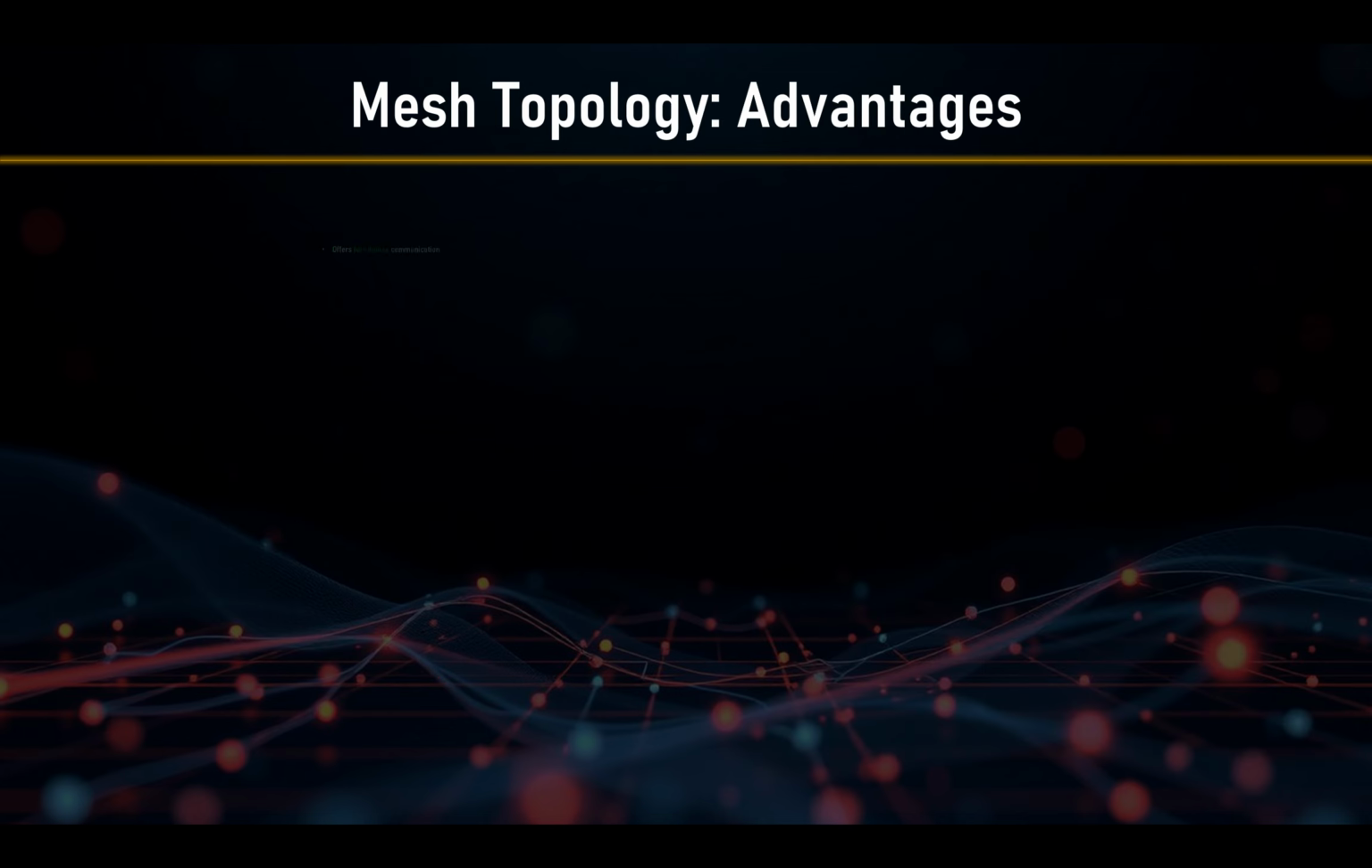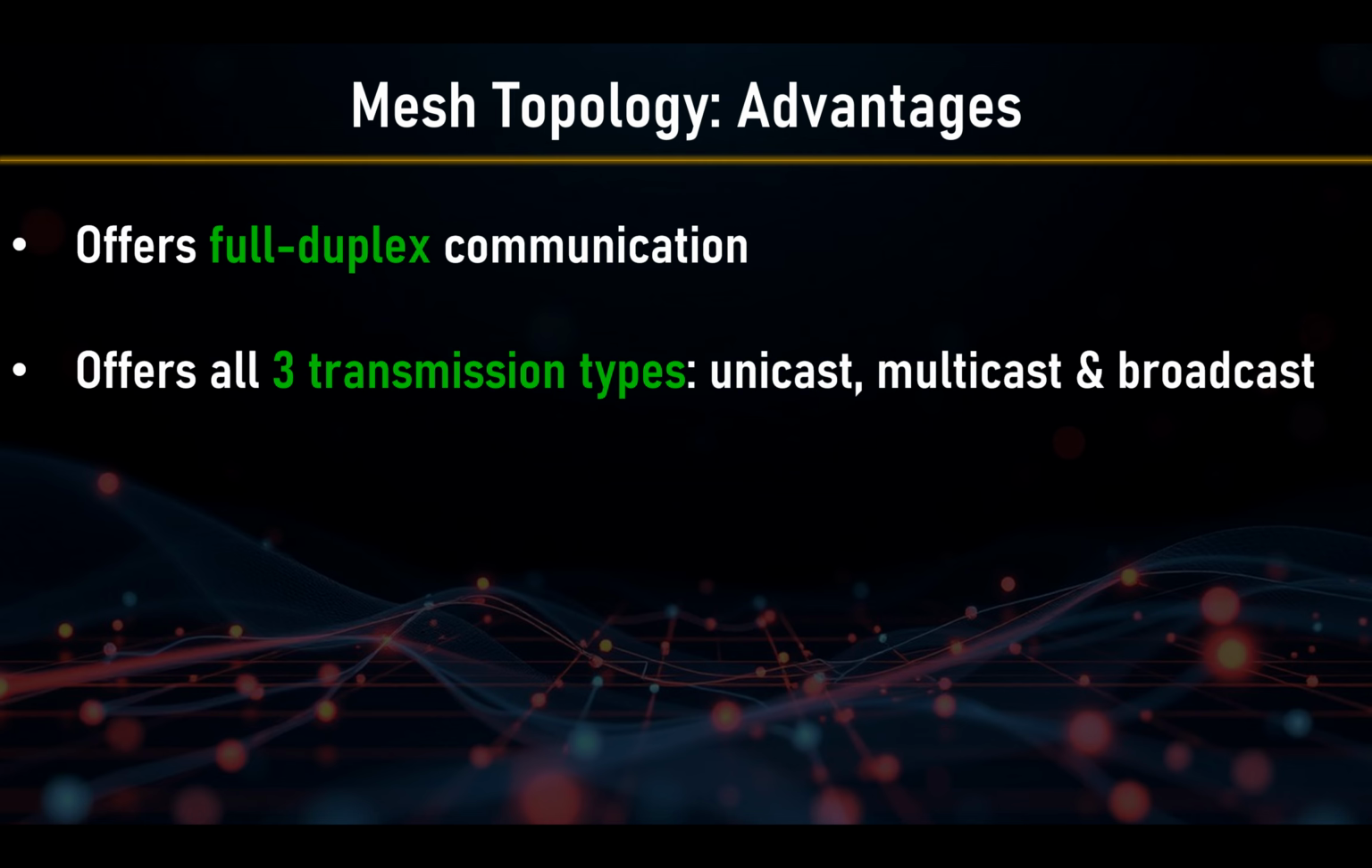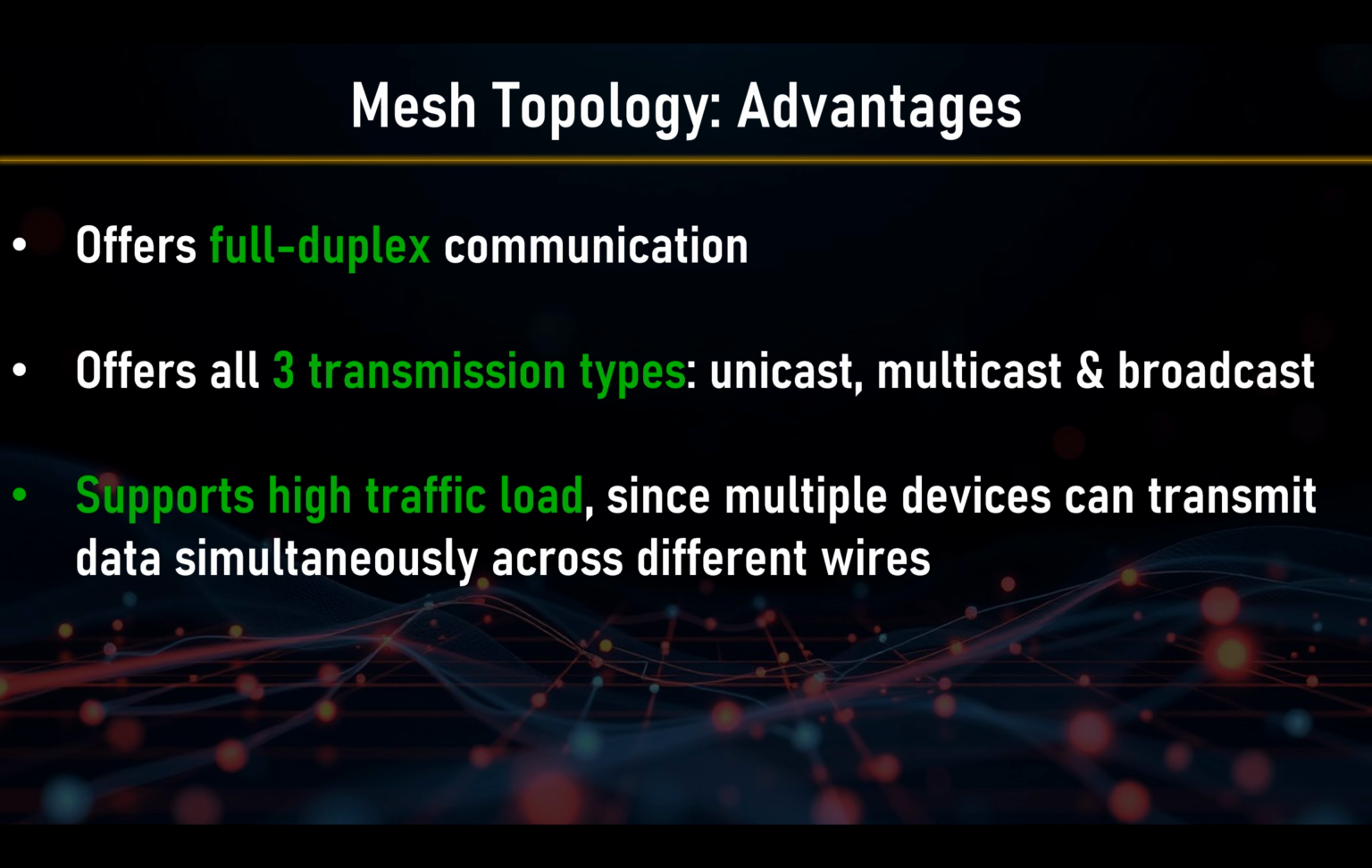If we think of some of the advantages, it's going to offer full duplex communication. Full duplex, one, is going to be fast, and two, it's simultaneous. It's also going to offer 3 transmission types: unicast, multicast, and broadcast. It's going to support high traffic loads, since multiple devices can transmit data simultaneously across different wires. That's kind of saying, if A wants to send to B, and C wants to send to D, they're going to be sending on different wires.